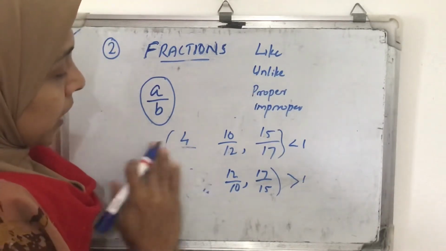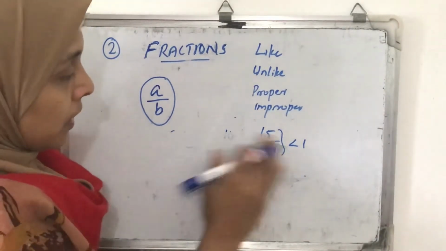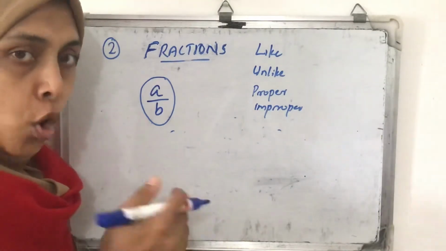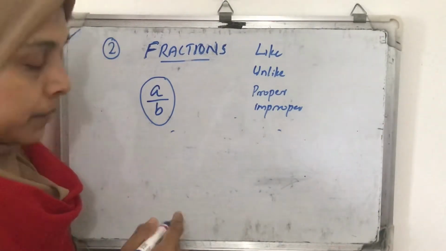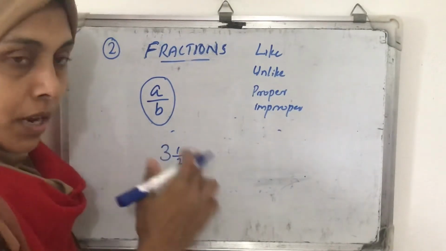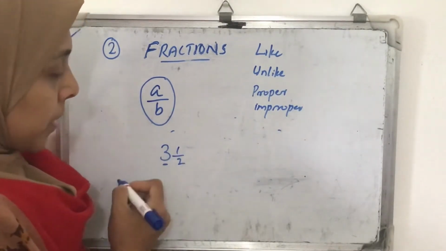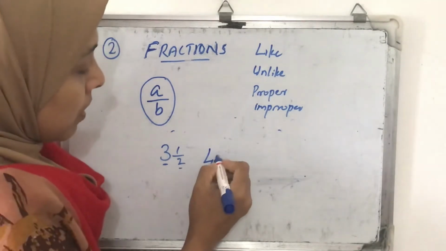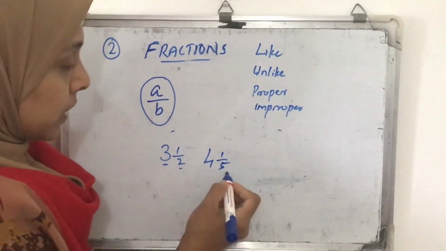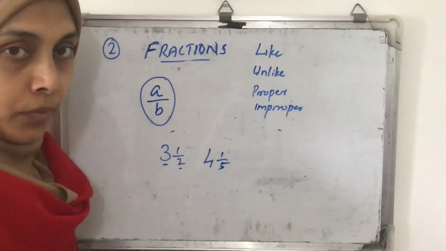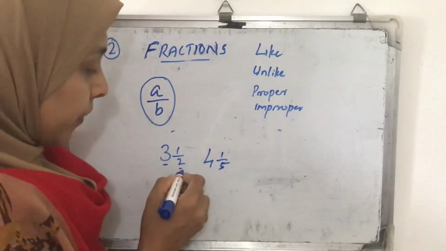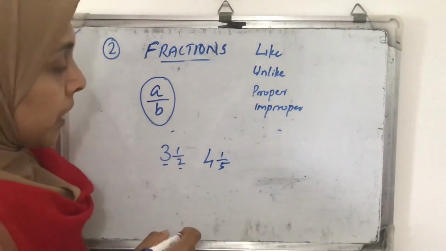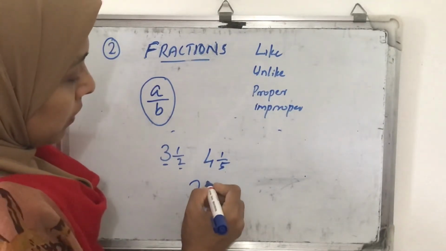Next, another type of fraction. Can you say which one is proper, which is improper, and which one is a mixed fraction? A mixed fraction is a combination of one whole part and a fractional part. You can see 3 and half. Here 3 is the whole part and half is the fractional part. Such fractions are called mixed fractions. Another example, 4 1 by 5. In a mixed fraction, the fraction part will always be proper, that is, less than 1. Another example, 2 3 by 4.